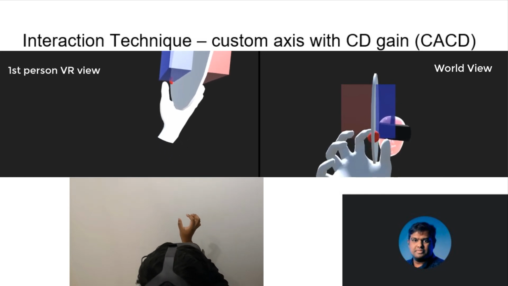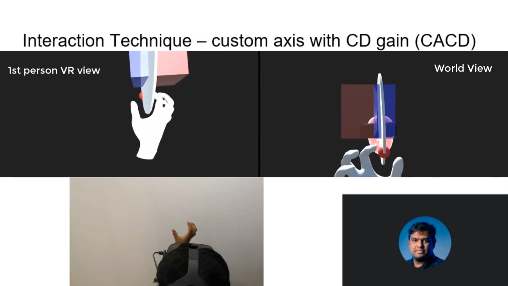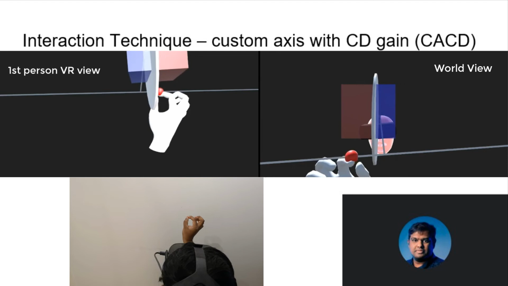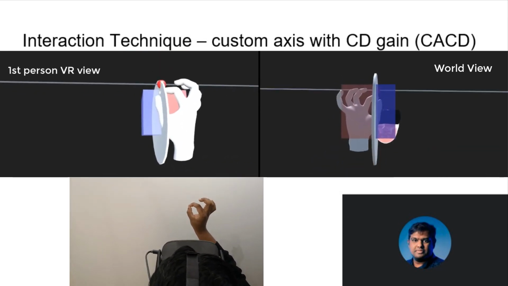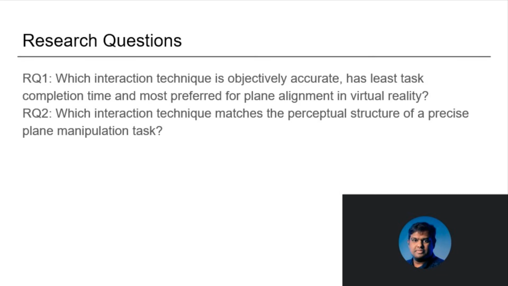Similarly, the user can rotate around a custom pivot point based on the pinched point. We designed custom axis with CD gain widget in which the user can select these manipulation parameters. In this paper, we aim to answer these two research questions. 1. Which interaction technique is objectively accurate, has least task completion time, and is most preferred for plane alignment in virtual reality? 2. Which interaction technique matches the perceptual structure of a precise plane manipulation task?